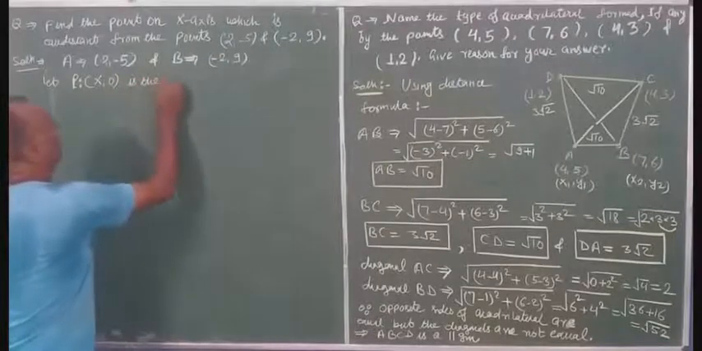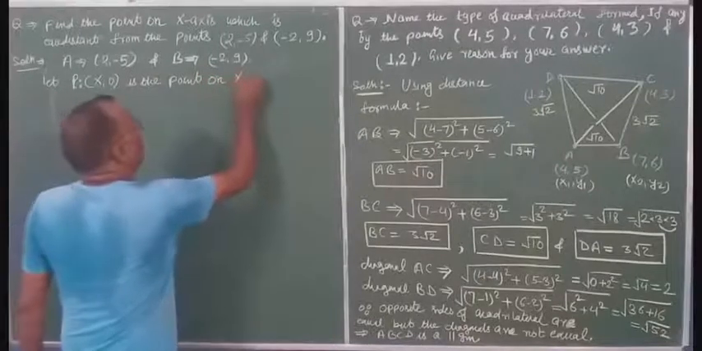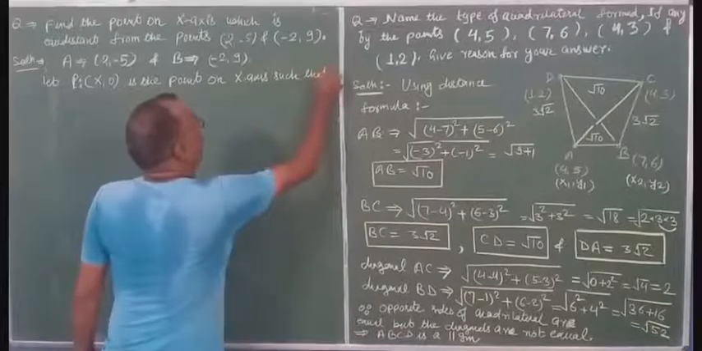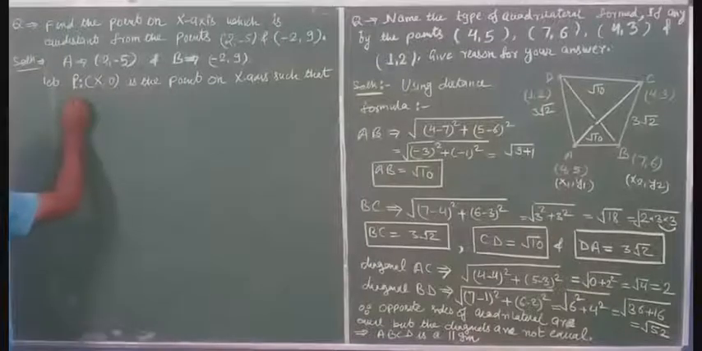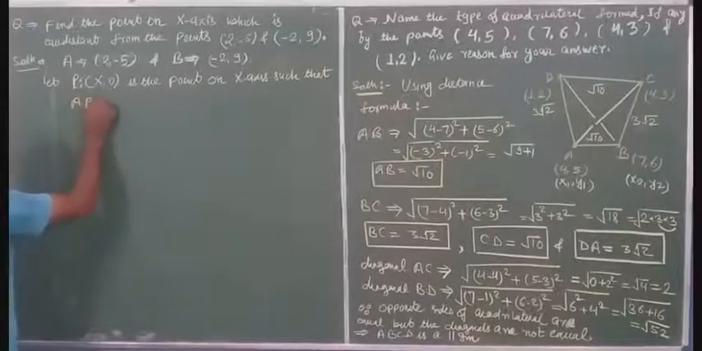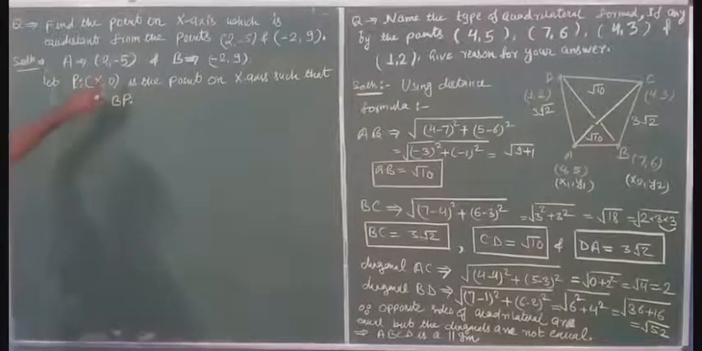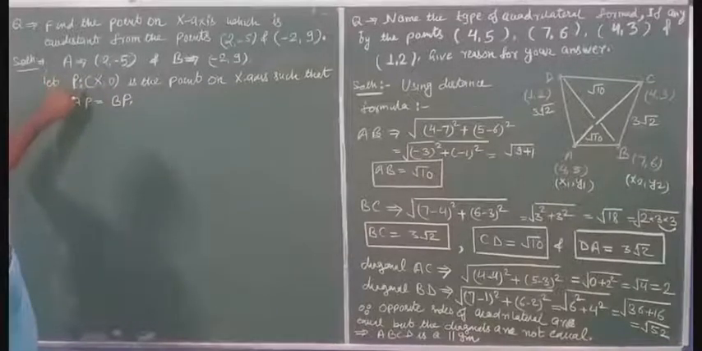(x, 0) is the point on the x-axis such that it is equidistant from both these two points, such that AP is equal to BP. This is given. Find the point on the x-axis. Equidistant means AP is equal to BP.